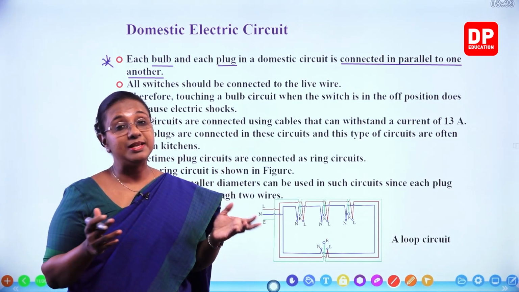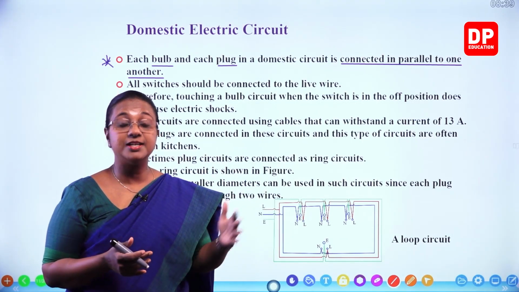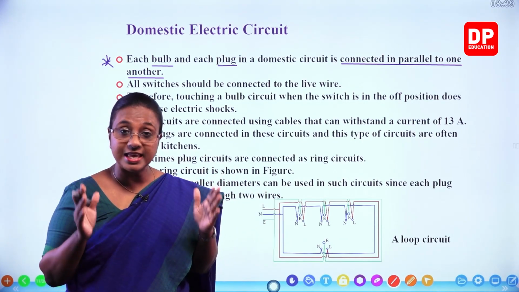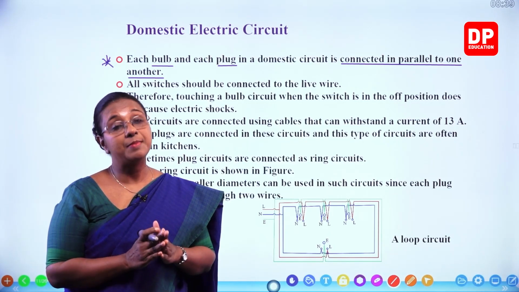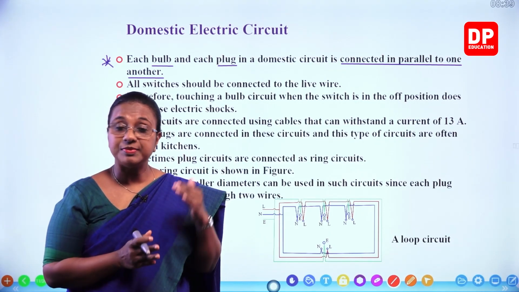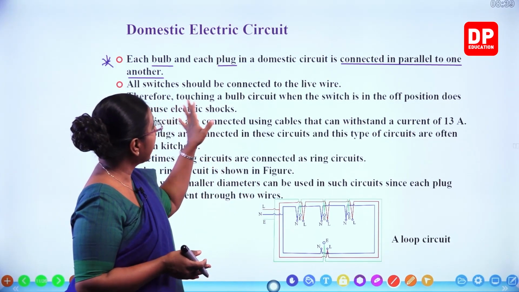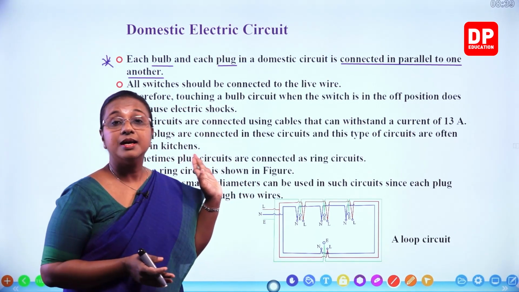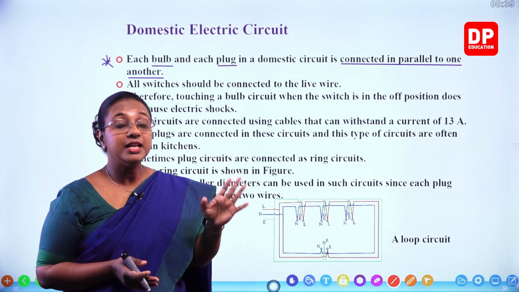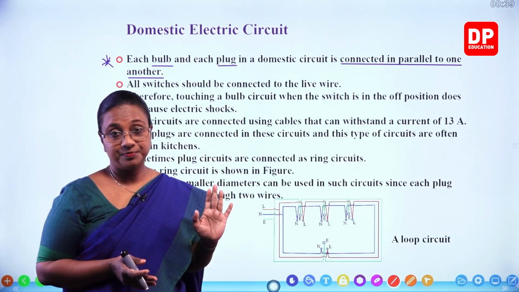And also you're familiar with the concept of potential difference, how potential difference is the same when the connection is parallel. So that is also something you need to remember. So always the bulbs and the plugs are connected in parallel to one another in a domestic electric circuit.